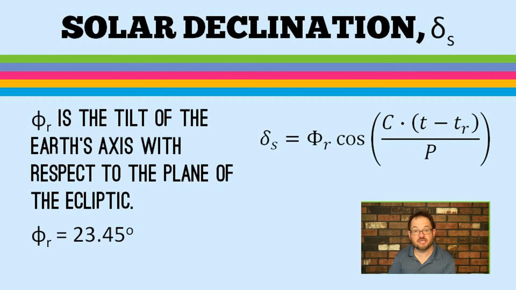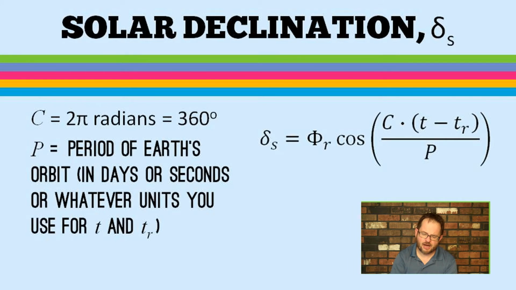Just to look here at the kinds of terms that are going into this, we got this phi r. Phi r is the symbol that the book I got these notes from was using to give the tilt of the Earth's axis with respect to the plane of the ecliptic, the plane that is the solar system, through the Earth's center and the sun's center and so on. The Earth is tilted 23.5 degrees, more specifically 23.45 degrees.